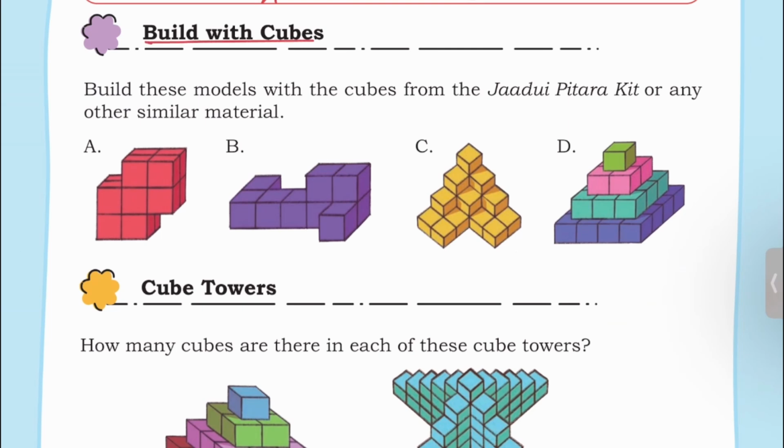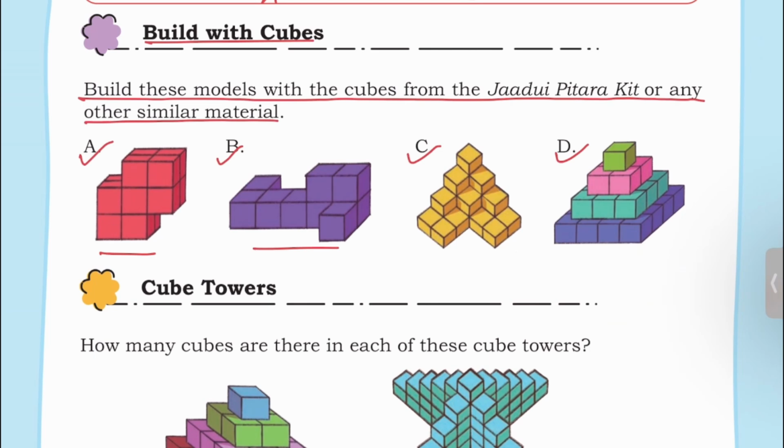Build with cubes. Build these models with the cubes from the Jadui Pitara kit or any other similar material. A, B, C, D. You have to build these models using the cubes from the Jadui Pitara kit or any other similar material.